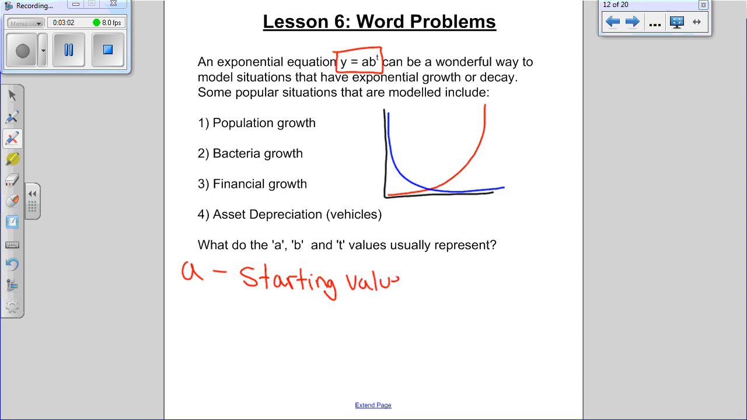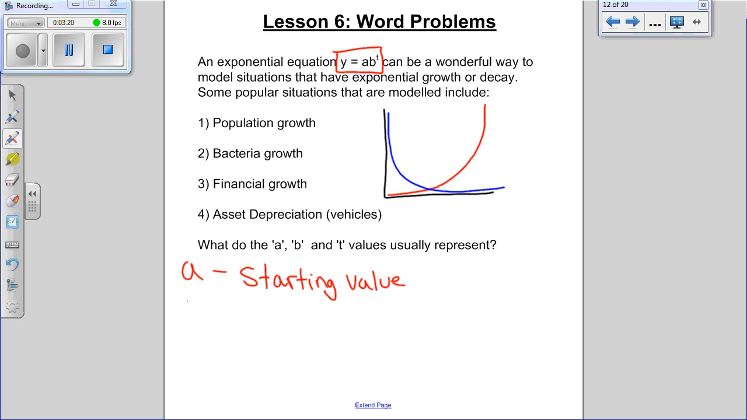So for instance, if I was to buy a car at $20,000, that would be the starting value, it would be A. You might hear the term present value or something like that. It just means the value of something when you got it. Or an initial value.